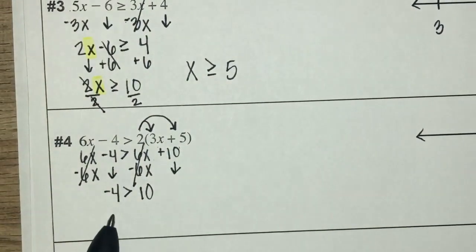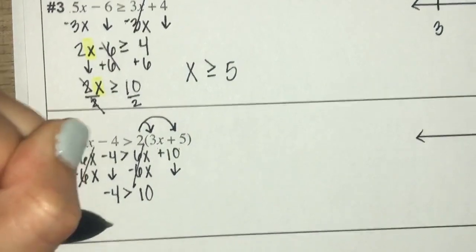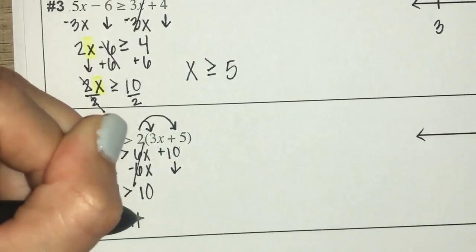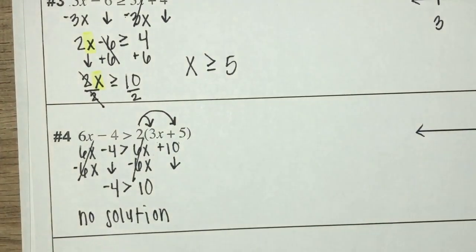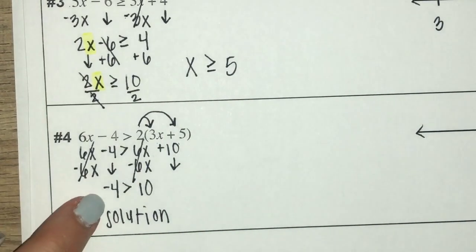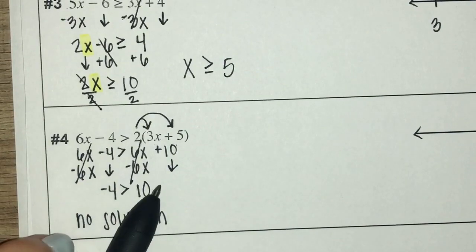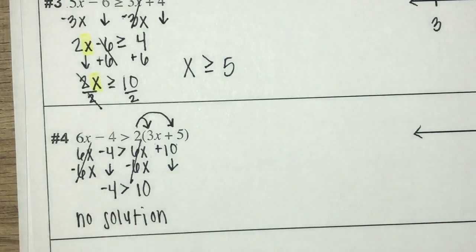So we ended up with negative 4 is greater than positive 10. So because negative 4 can never be greater than positive 10, it's always smaller. Definitely a negative is always smaller than a positive. We can stop here and we can write no solution. So you always have to check. If you end up with something that looks like this, it's not necessarily no solution, but if this is false, it's not true, then it is no solution.